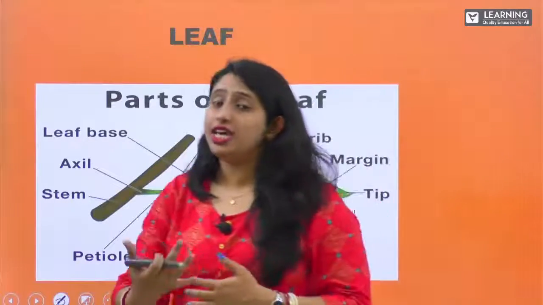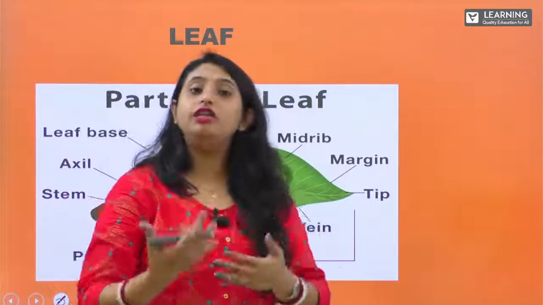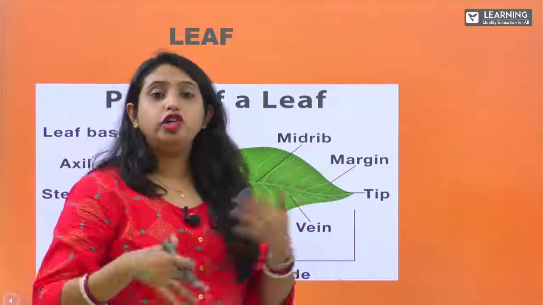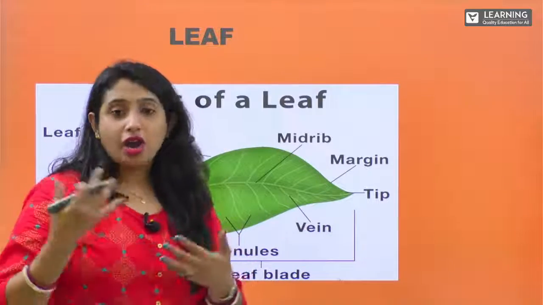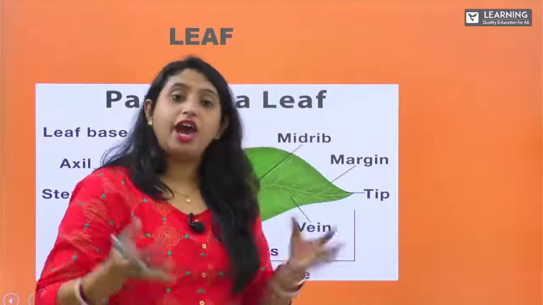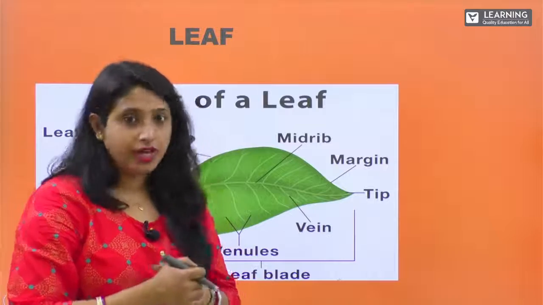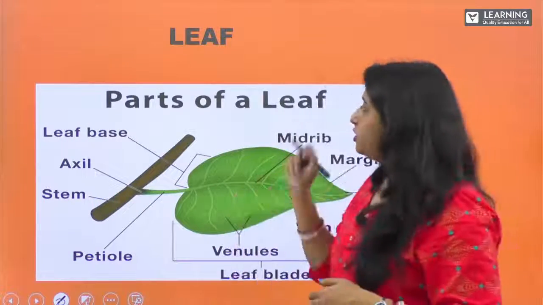Now let us see, as we have learned about how the leaf is functioning, how the leaf is transporting the food to different parts, and what the chloroplast is, the structure of chloroplast, how the food is prepared, and what stomata are. Everything is present in the leaves, right? So what are the various parts of leaves? Let us learn about the various parts of leaves.